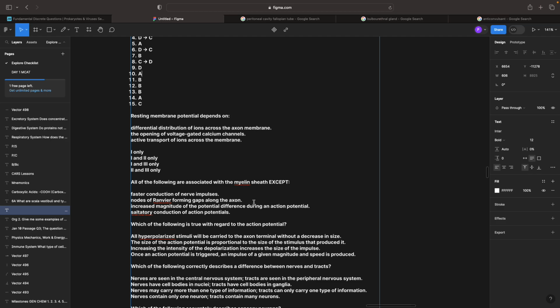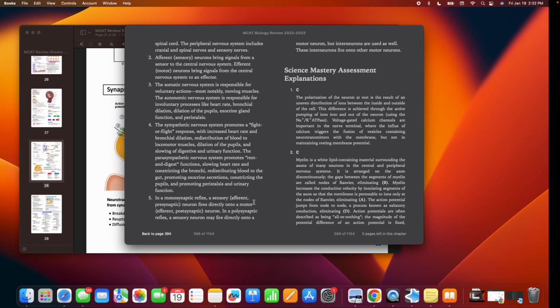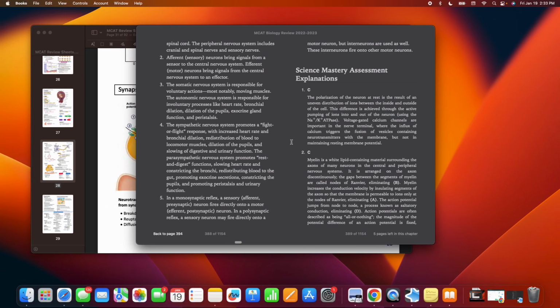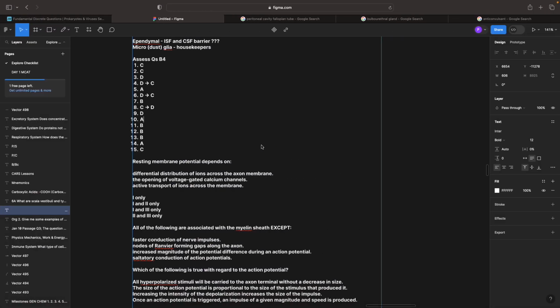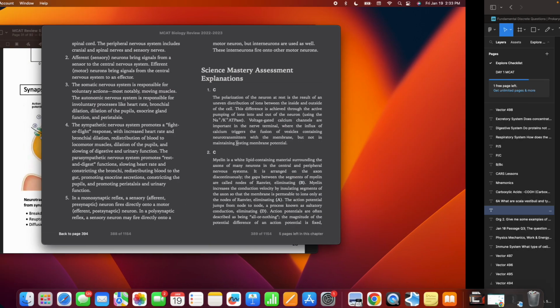Okay, let's do this. Where are we? Okay. Question first. Differential resting membrane. What does resting membrane potential depend on? So we got this right.